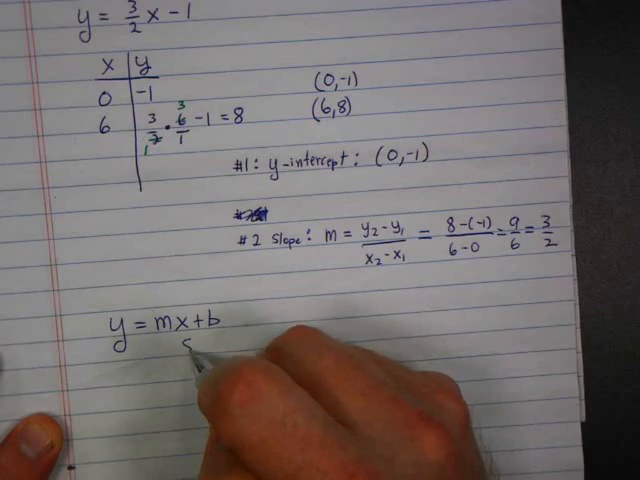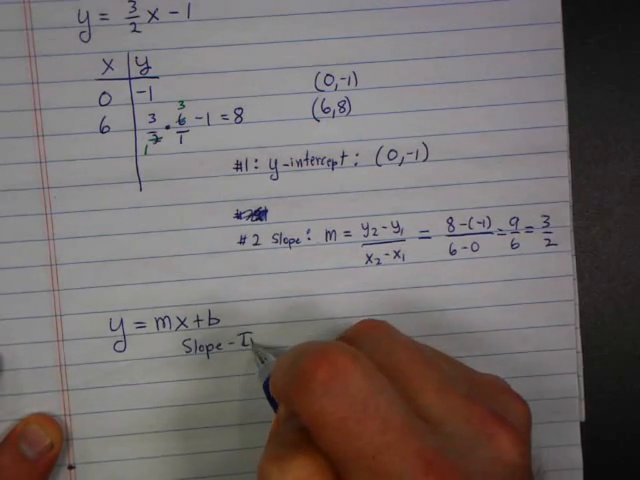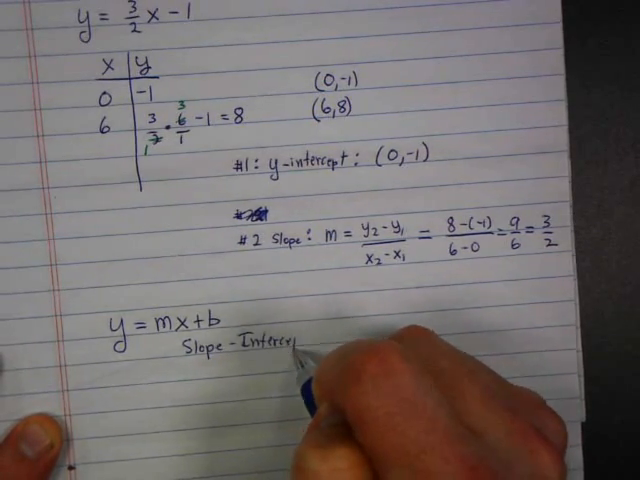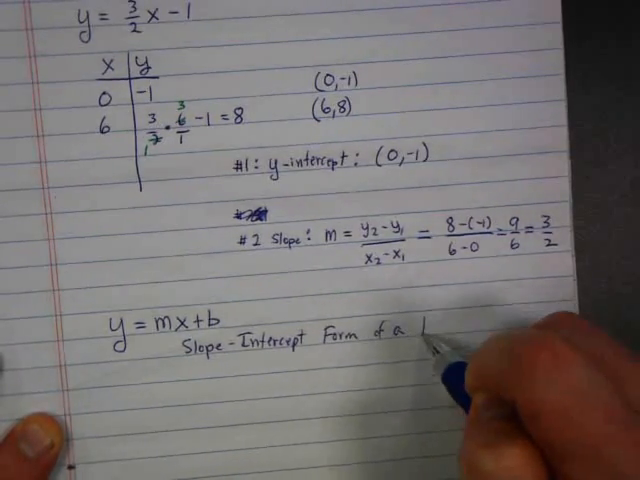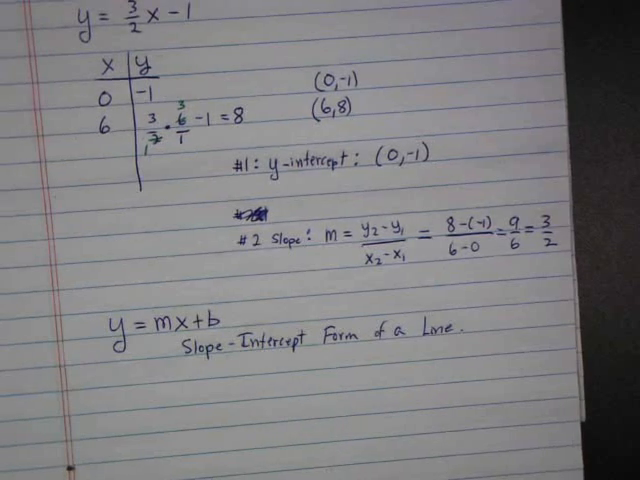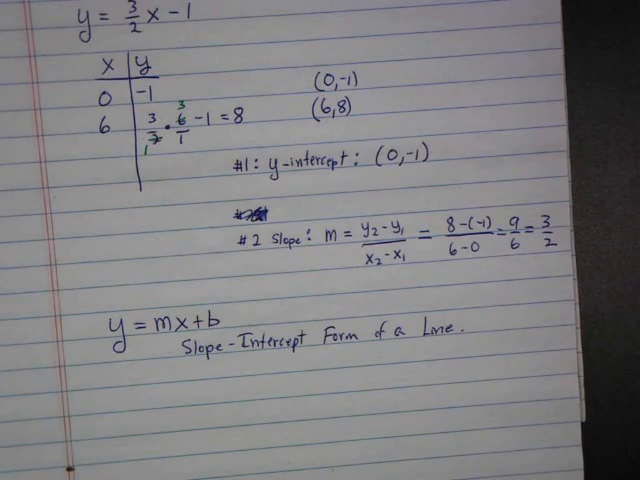And this is called slope-intercept form of a line. Why would you call that slope-intercept form of a line? Because it gives you the slope and it gives you the y-intercept. See, sometimes math people name things that make sense.